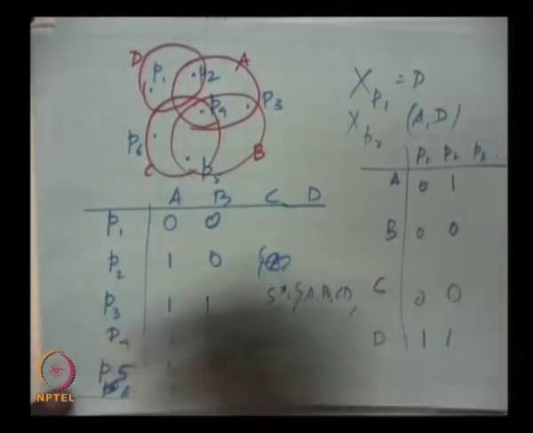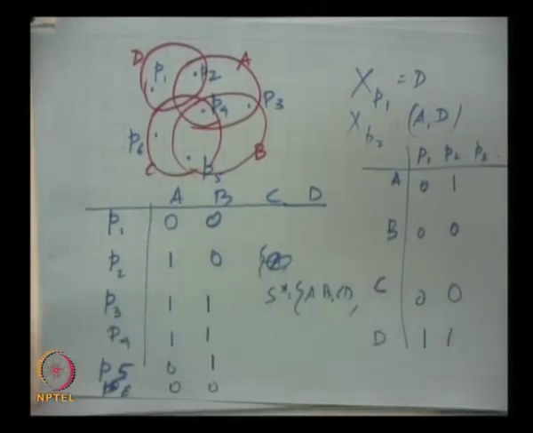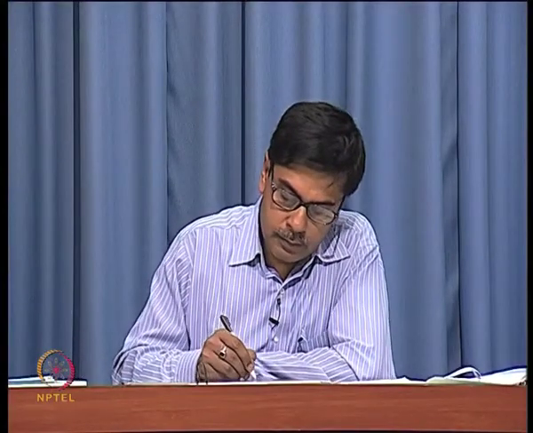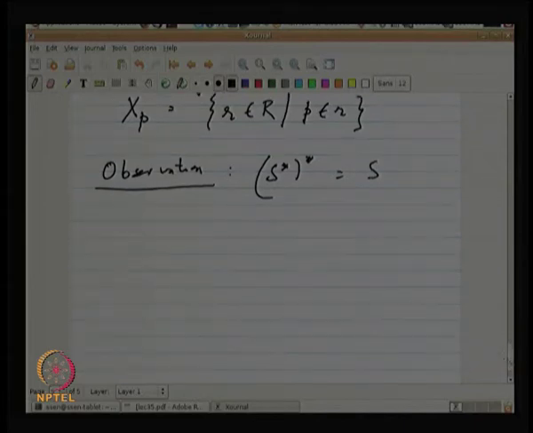Now, clearly because of the way I have drawn the picture, the dual of the dual is the primal. We just transpose it back. Observation: S star star is S. What is the significance of this dual range space? Okay. Let me just write a couple of observations and then I'll get to that.